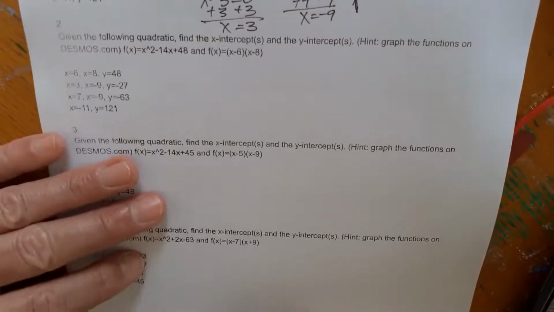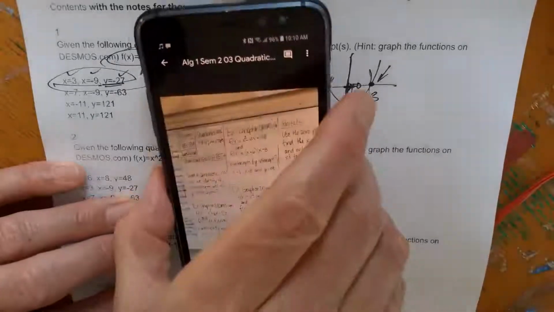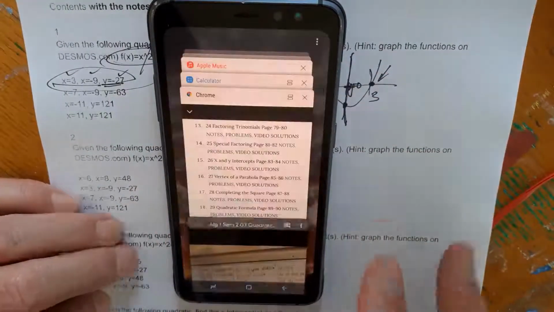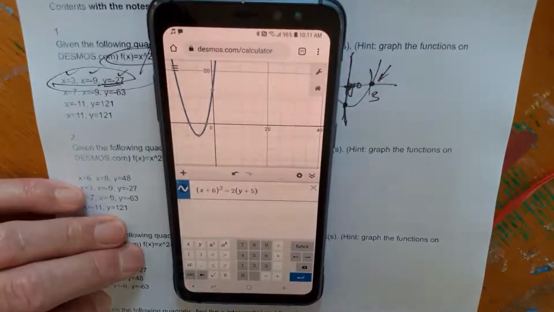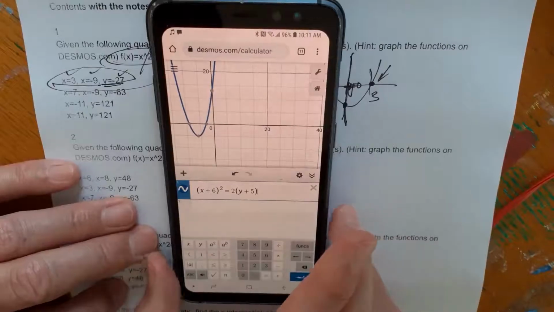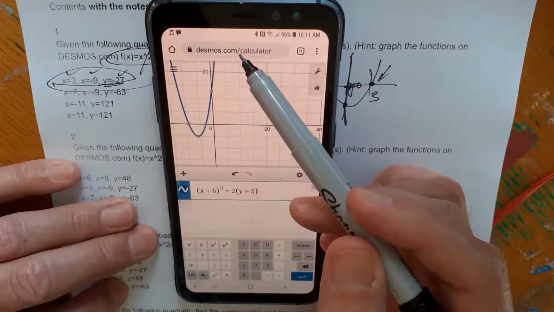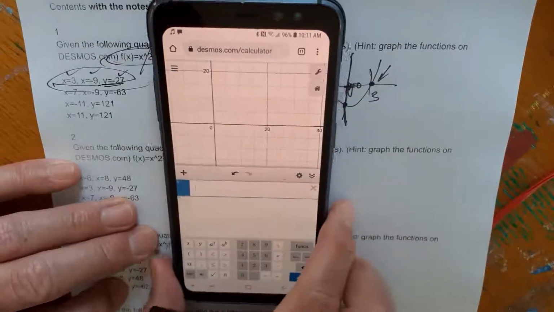Let's go to the next, and I might go a little bit quicker. No, let's not go to the next. Before we do, let's go to the Desmos.com calculator here, right here, desmos.com, right? It'll say calculate, click that. Let's type in our quadratic.